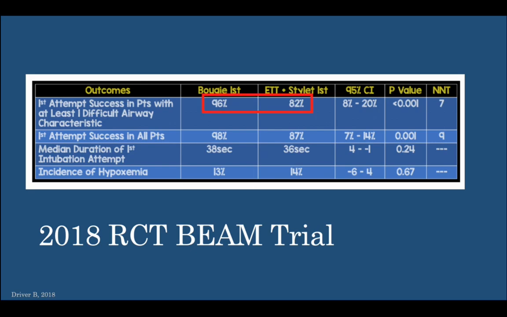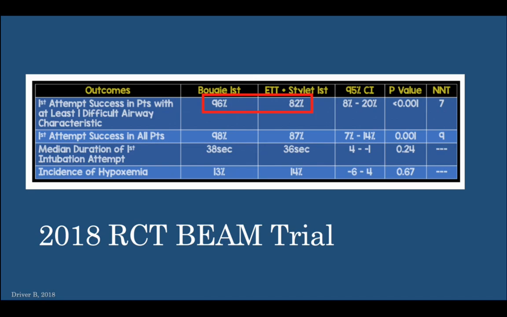Their primary outcome was first pass success in patients with at least one difficult airway characteristic. So, one of those alphabet soups. And they found a huge difference, right? 96% first pass with the bougie and 82% with the stylet. Huge difference for these difficult airways.